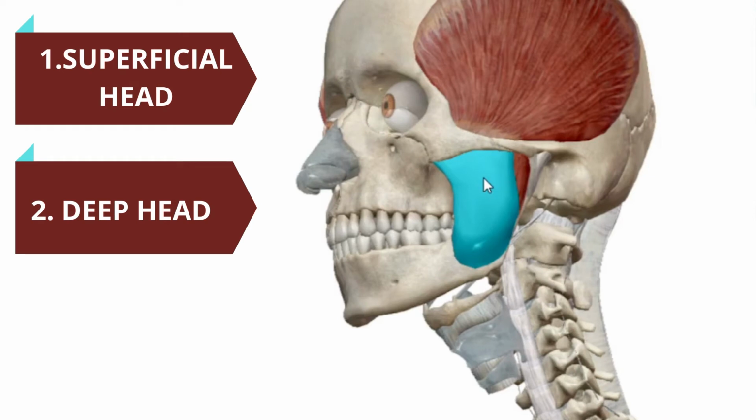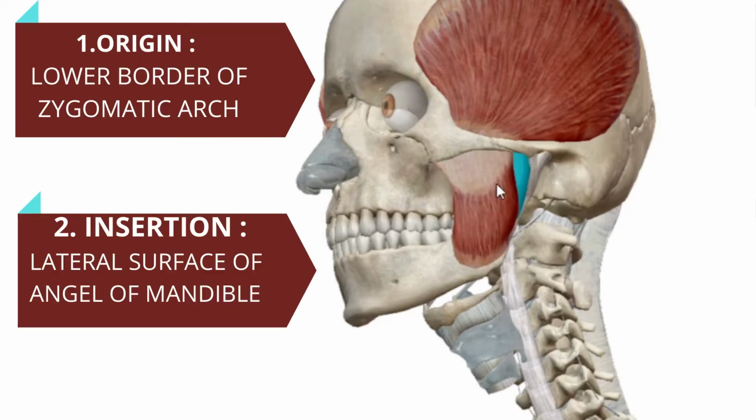First we will discuss the masseter muscle. The masseter muscle has two heads, superficial head and deep head. The superficial head arises from the zygomatic arch, and the deep head arises from the inner surface of this zygomatic arch. Clear? Now what is a zygomatic arch? You can feel the zygomatic arch on yourself also.